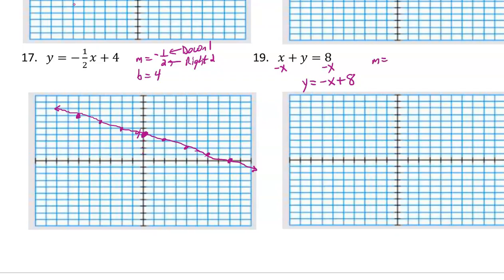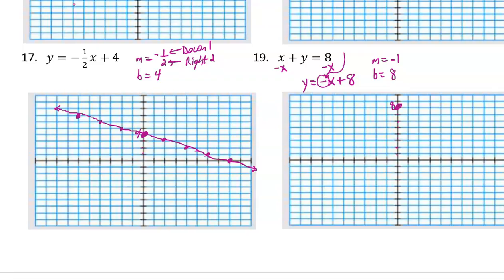The slope is the coefficient of x. What number is in front of the x? Negative what? It's -1. And the y-intercept is +8. 1, 2, 3, 4, 5, 6, 7, 8.